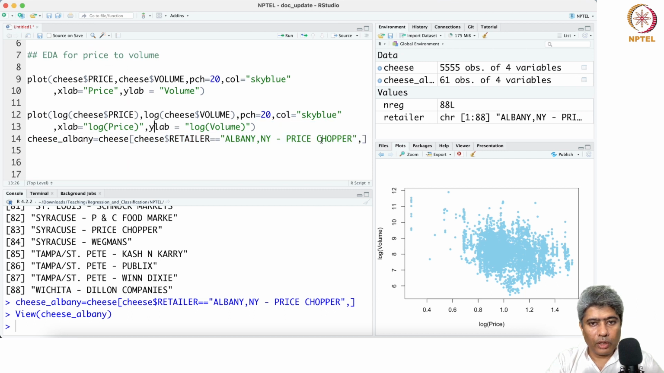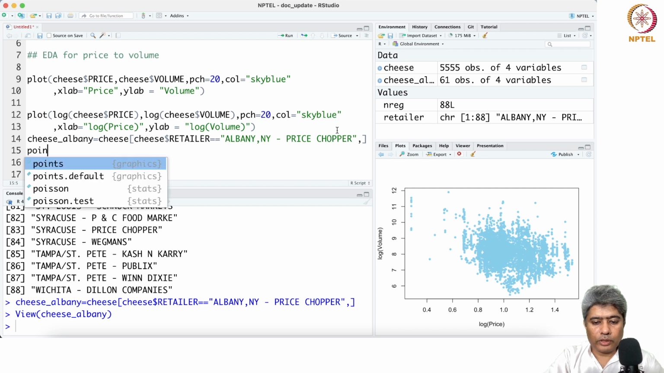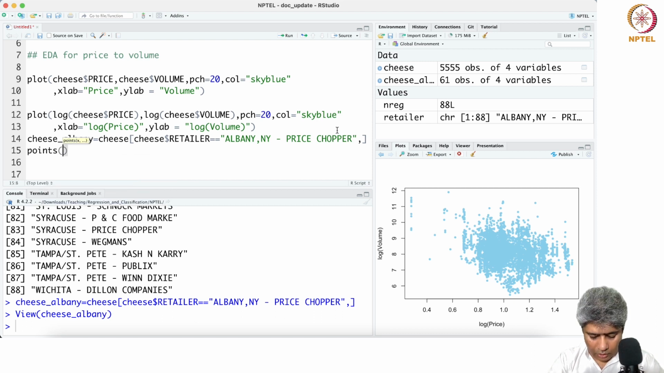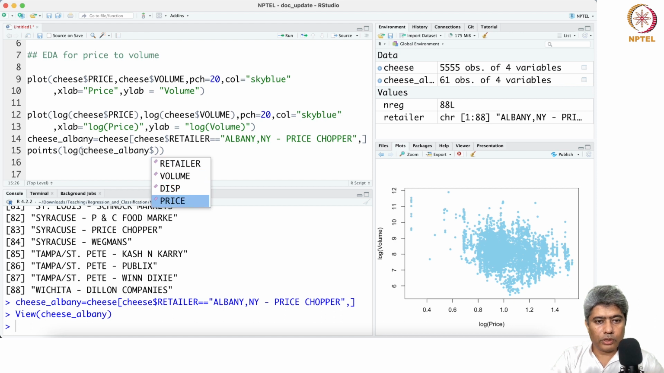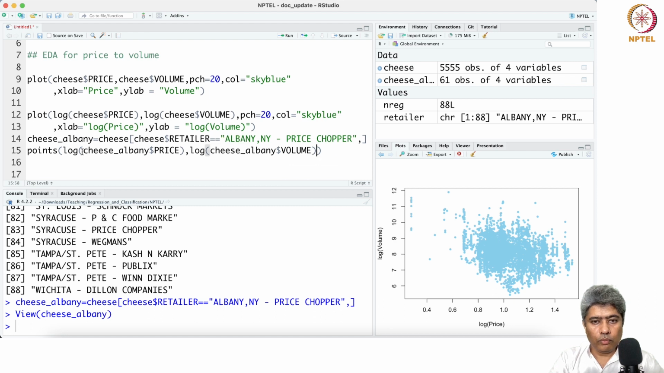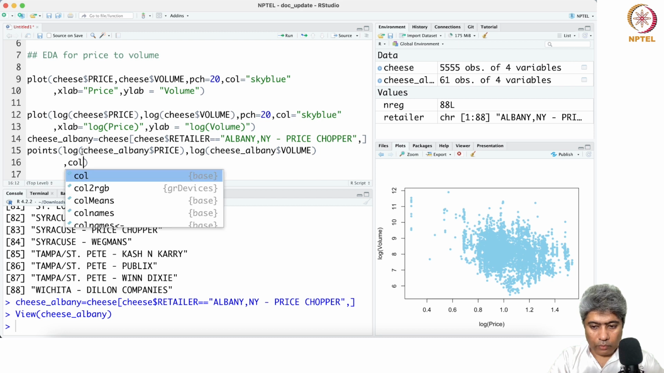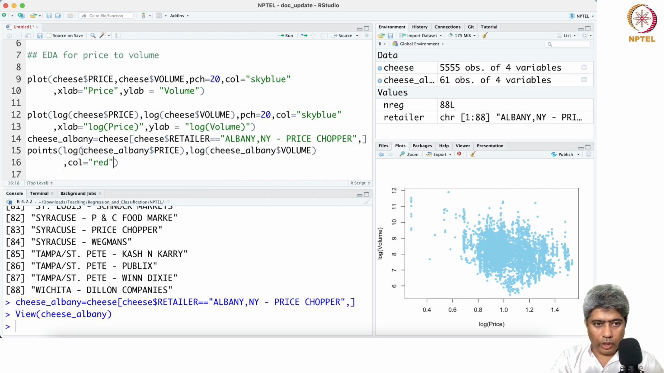And now I'm going to plot the points of only log cheese Albany dollar price, comma, log cheese Albany dollar volume, and color equal to red and pch equal to 20.